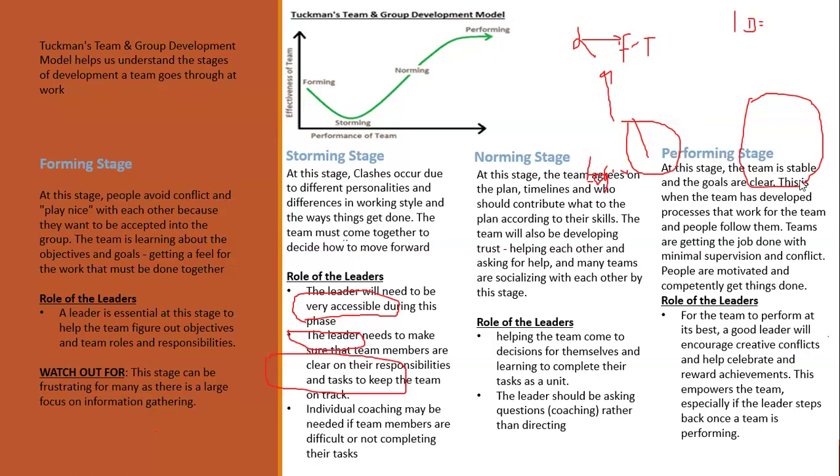Then the final stage now, which is the performance stage. At this stage, the team is stable and the goals are clear to them. Of course, everybody knows what they are supposed to do, right? At this particular stage, this is like when you guys have had the first sprint, second sprint.